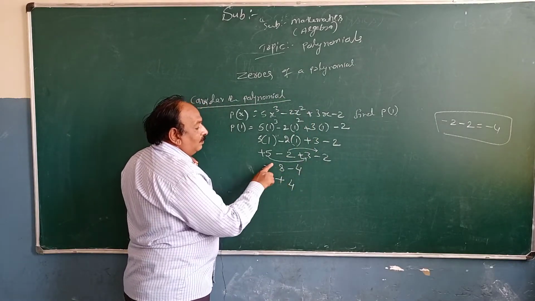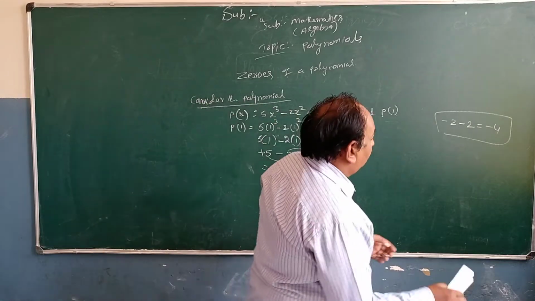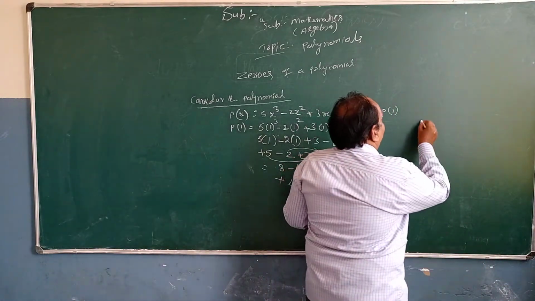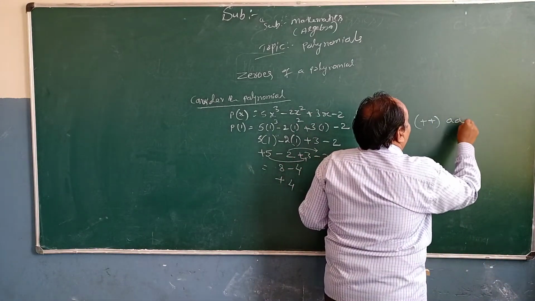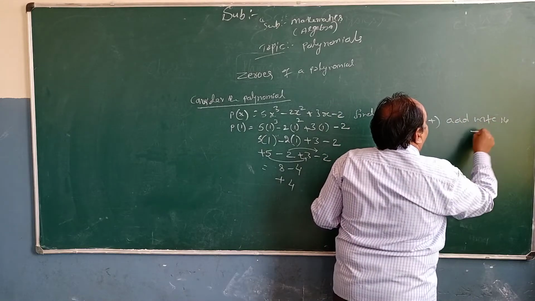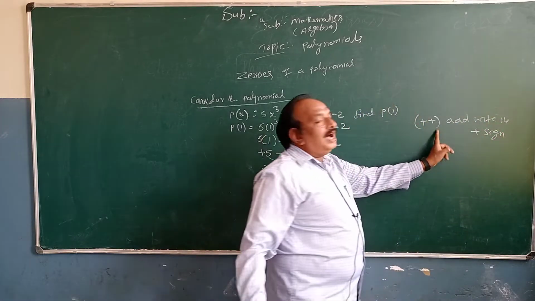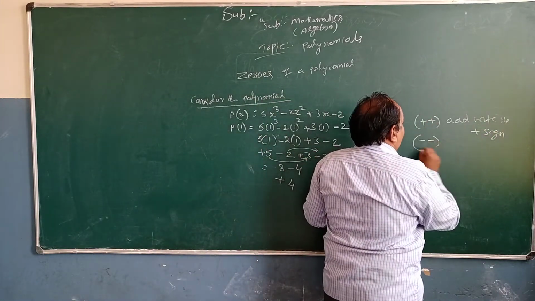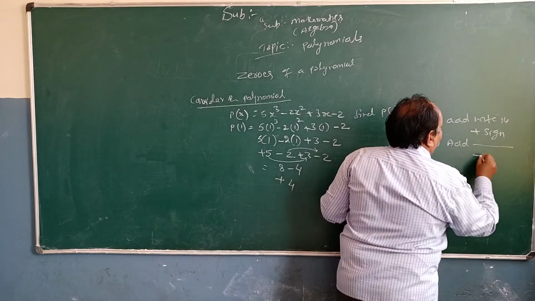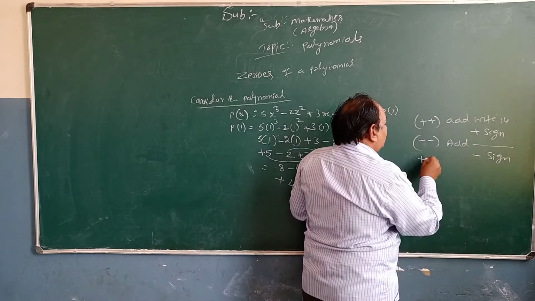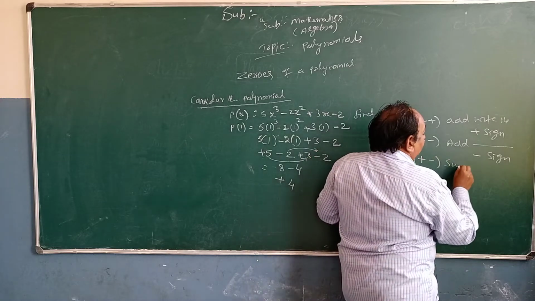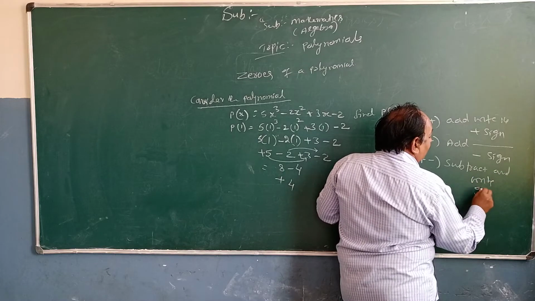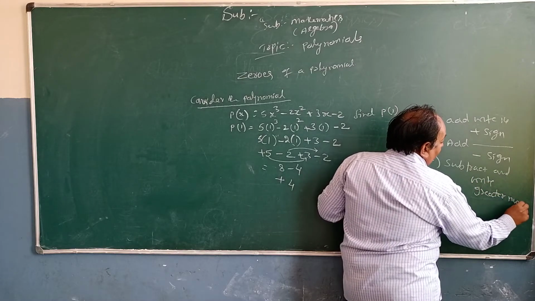Put the greater number's sign. Here 1 is plus. We have the basic operations. The main important thing that we have to note down: when both are plus, add and write the plus sign. Both are minus, add and write the minus sign. One is plus and another is minus, subtract and write the greater number's sign.